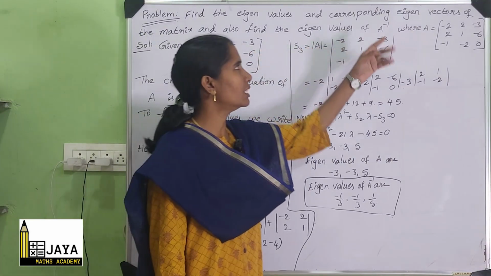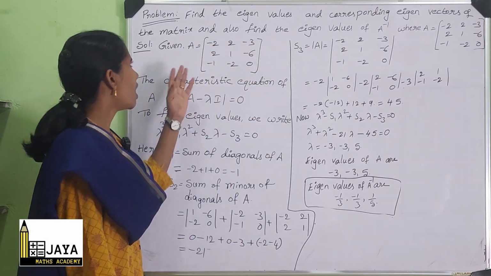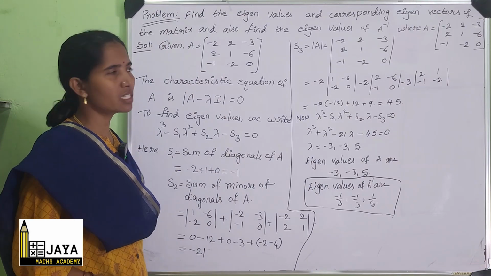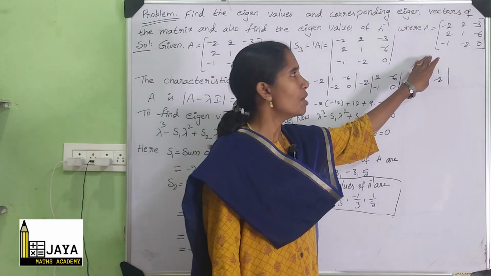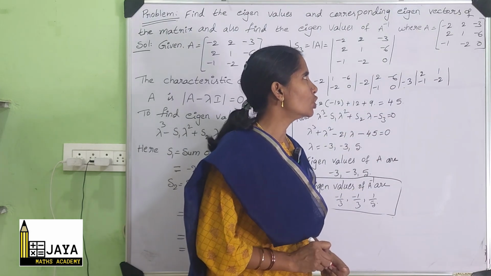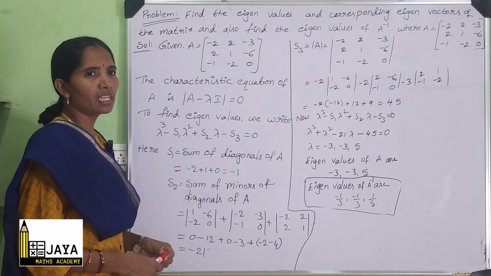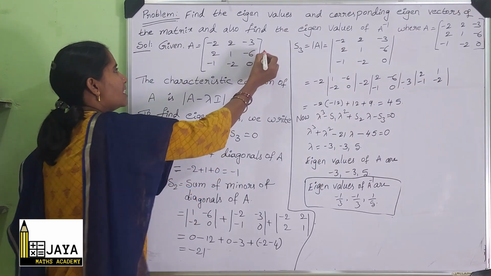Find the eigenvalues and corresponding eigenvectors of the matrix, and also find the eigenvalues of A inverse, where the matrix A is [-2, 2, -3; 2, 1, -6; -1, -2, 0]. So here the given matrix A is this.